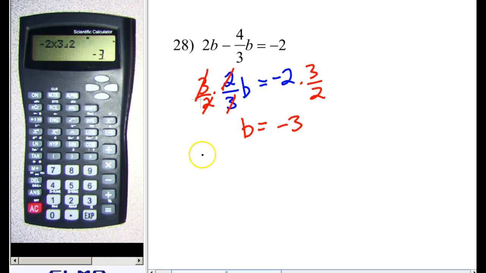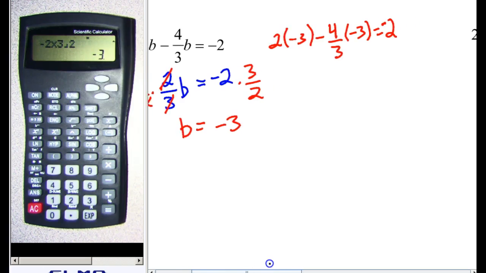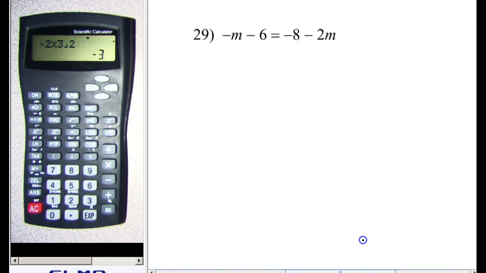And you can also use a calculator to help you do a check. And you can plug in negative 3 times 4 over 3 times negative 3. And see if it equals negative 2. Okay. And I'll let you do the work to show that it does work. Use the calculator to check, to solve, anywhere needed.